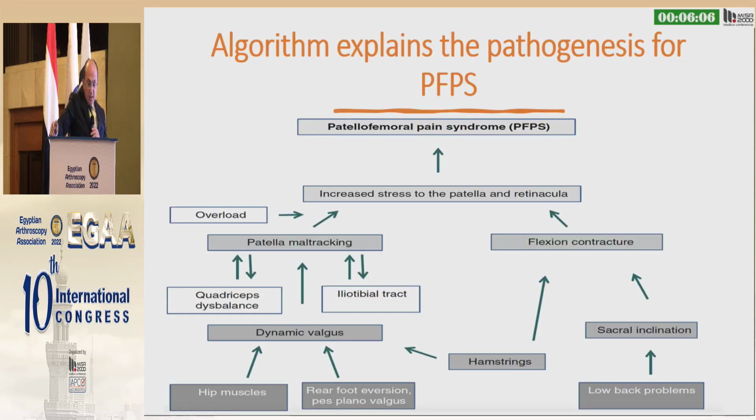This algorithm explains the pathogenesis of patellofemoral syndrome. In the case of eversion and planovalgus with tight abductor muscles, these are dynamic forces of the leg which later on make patellar maltracking. Also with low back pain, there is an increase in the sacral inclination, which makes a flexion contracture of the knee and increases the compression force on the patella. Tight hamstring leads to dynamic valgus and flexion contractures. All of them lead to stress on the patella and produce patellofemoral pain syndrome.